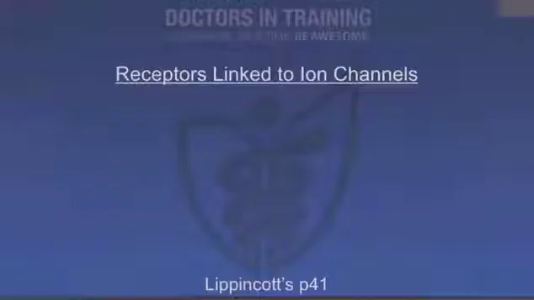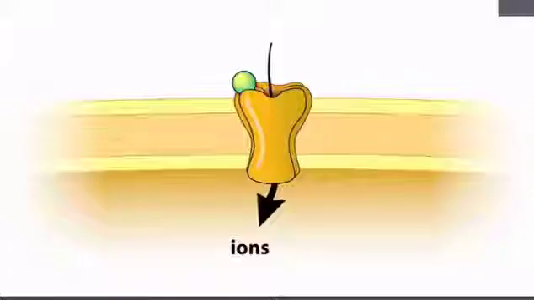So there are a couple of different ways that this happens, and one is through ion channels. Some receptors are linked to ion channels that regulate ion flow across the cell membrane. When the transmitter binds to the receptor, it opens the channel or closes the channel. These receptors have a very rapid response. It may only last a few milliseconds or even less.